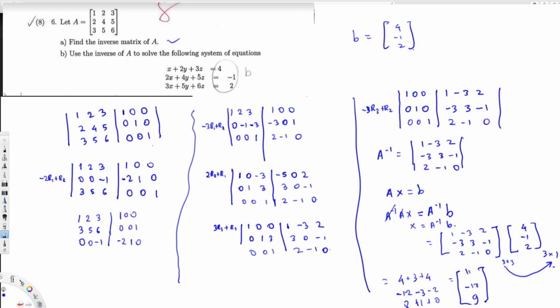So using the inverse to solve the following system of equations, this is going to be my x, y, z. So we can write it as 11, -17, 9, or if you write it as x is equal to 11, -17, 9, both of them are correct ways. And that's my final answer, and this is what the question is asking about, right?